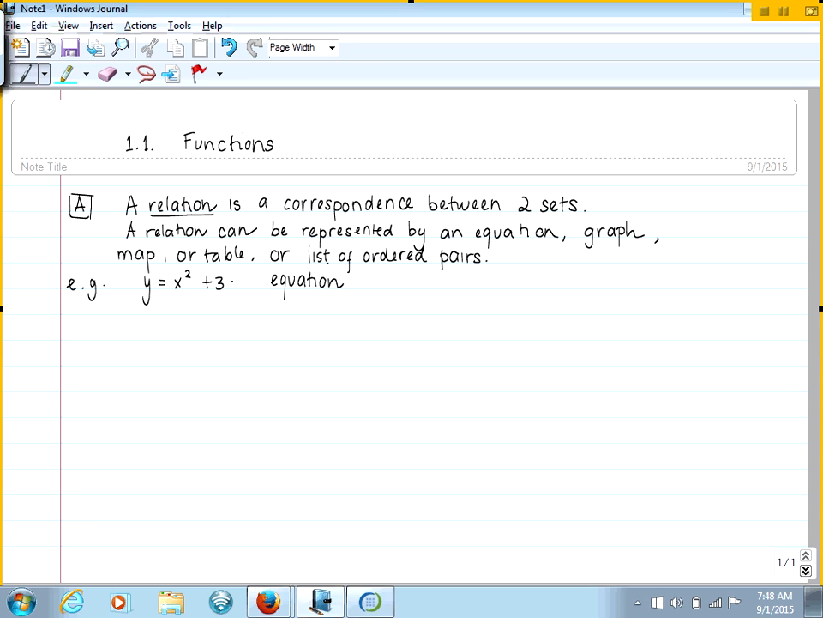Which one is the input? Which one is the output? The output y depends on x. So in this case, x is the input and y is the output. Is that right? Yes.